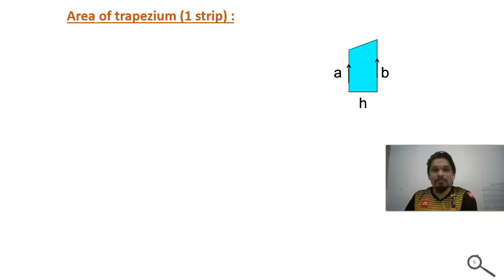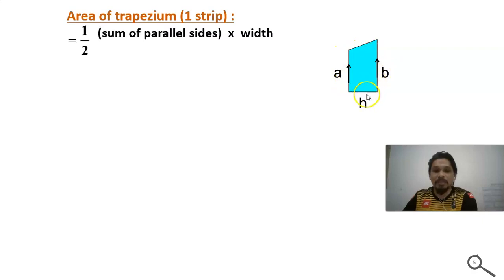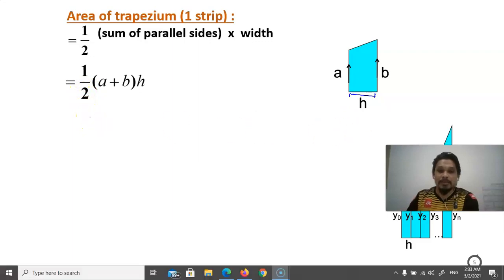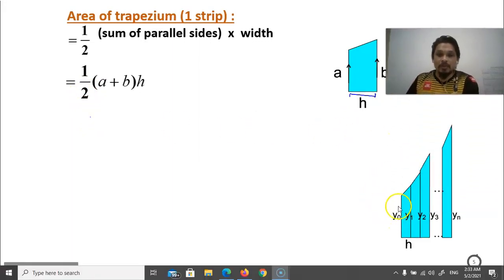Now, the area of a trapezium. The parallel sides are a and b, and the width is h. So the area is half, multiplied by the sum of the parallel sides a and b, multiplied by the width h. Then we have the ordinates y0, y1, y2, y3, until y n minus 1, and the last one, y n.